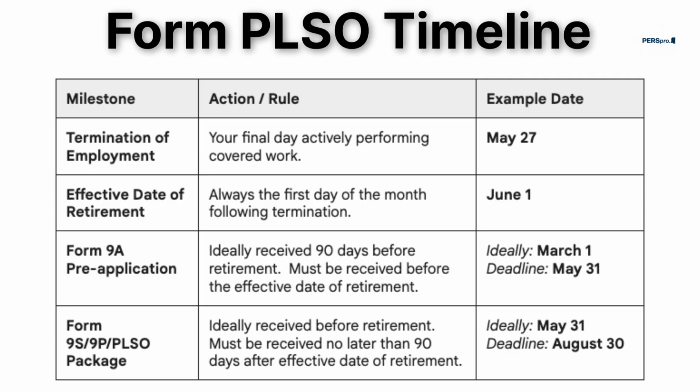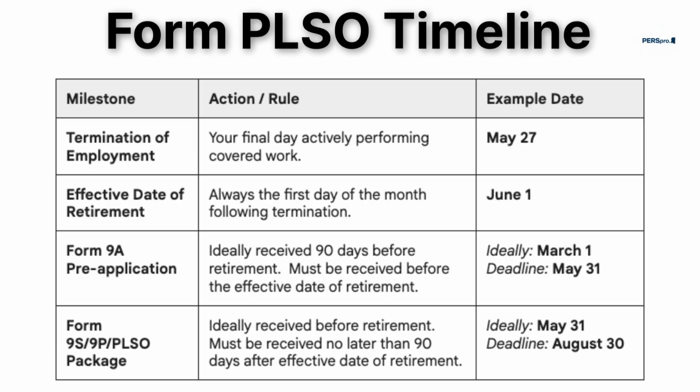Form PLSO should ideally be filed with Form 9S and 9P before your effective date of retirement, although you can file Form PLSO up until 90 days following your effective date of retirement. For example, if your effective date of retirement is June 1st, then ideally you submitted your Form PLSO by May 31st, but absolutely no later than August 30th.